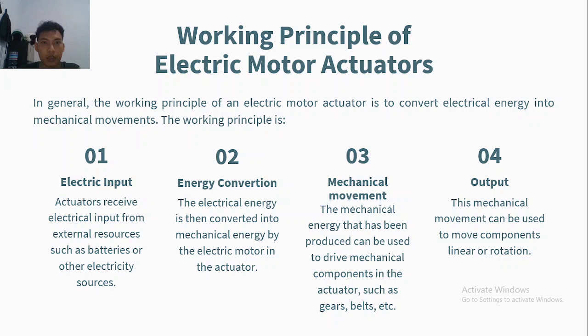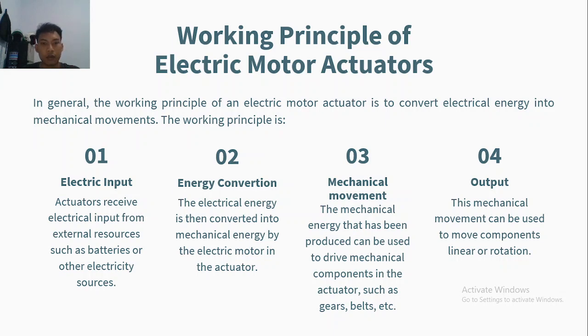Next is the working principle of electric motor actuators. In general, the working principle of an electric motor actuator is to convert electrical energy into mechanical movement. The working principle is, number one, electric input. The actuator receives electrical input from external sources such as batteries or other electric sources.